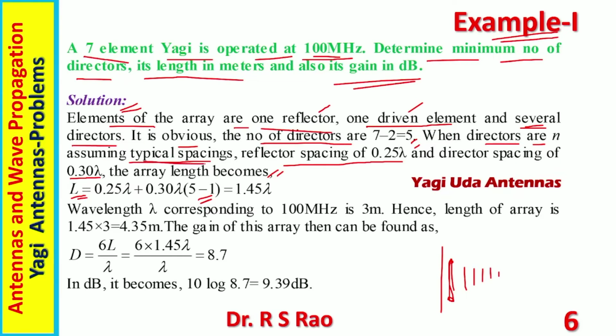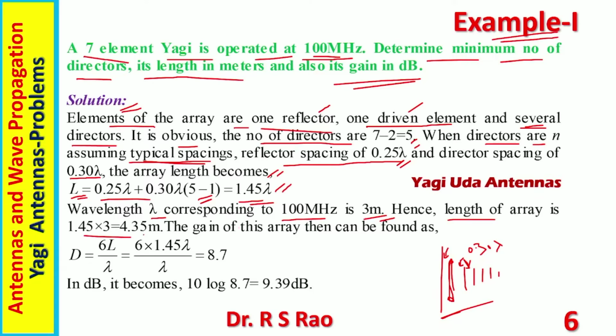Assuming typical spacings, reflector spacing, here it is assumed to be 0.25 lambda. Director spacing, here it is assumed to be 0.30 lambda. Length can be easily computed. Formula is 0.25 lambda plus 0.30 lambda into (5 minus 1). It turns out to be 1.45 lambda. Wavelength corresponding to 100 megahertz is 3 meters. Hence, length of array is found using lambda as 3 meters.